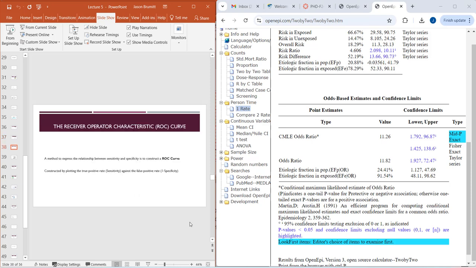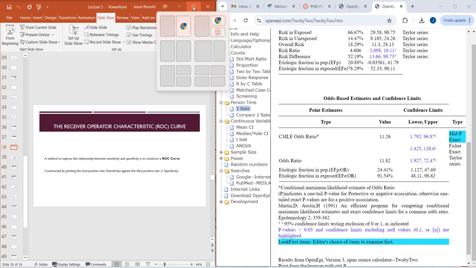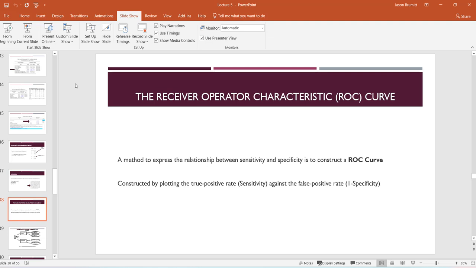Okay, let's talk about the receiver operator characteristic curve. And I'm going to blow this up now because we're not going to be using OpenEpi anymore. So the ROC curve is a method to express the relationship between sensitivity and specificity. What you're ultimately doing is plotting a true positive rate against a false positive rate.